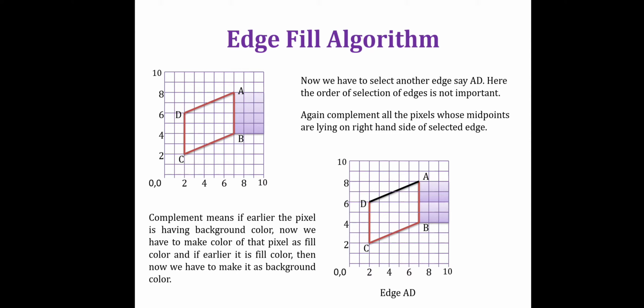Okay. So how are we going to complement? What is the complement exactly? Complement means, if earlier the pixel is having the background color, now we have to make the color of that pixel the fill color. Means if your pixel earlier is having background color and you want to make a complement, then you color that pixel with fill color. Or if earlier it is fill color, then at that time you have to make it the background color. Whenever it is background, you make it fill color. If it is fill color, then you make a complement with background color. So we can do both vice versa over here.